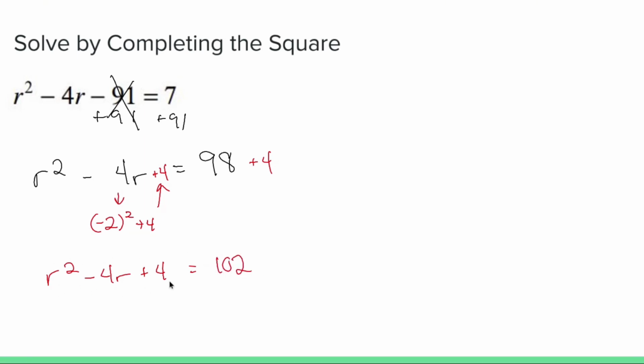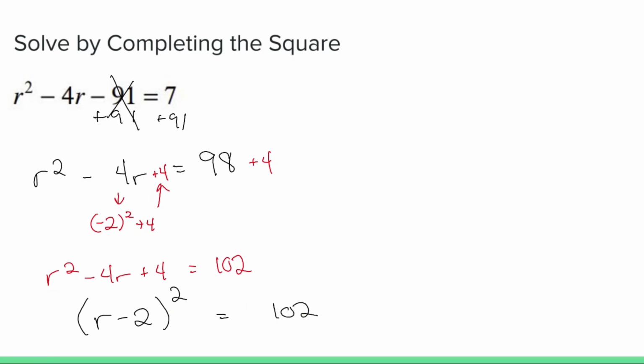Now that you have this on the left, this is a perfect square trinomial. That's what's going to happen every single time that you do this. You will be able to factor this as a perfect square trinomial. So, since this was negative 2, that means this ended up being r minus 2 squared equals 102. Now, I have to solve for r.